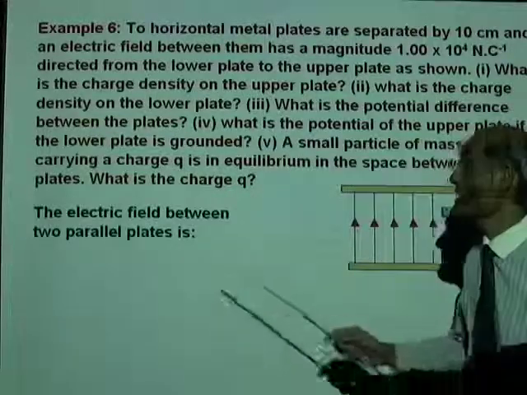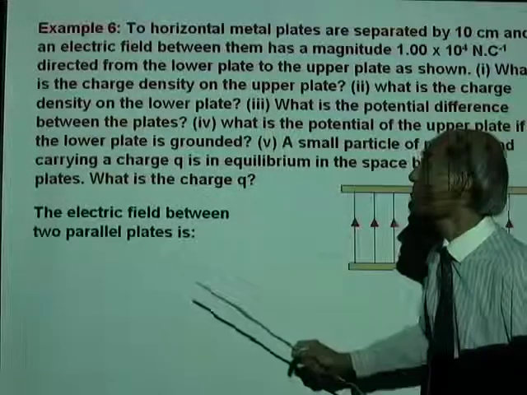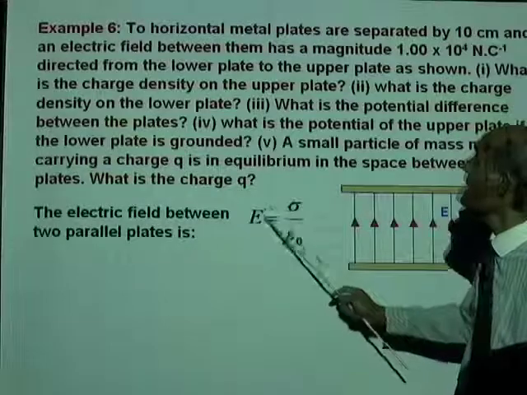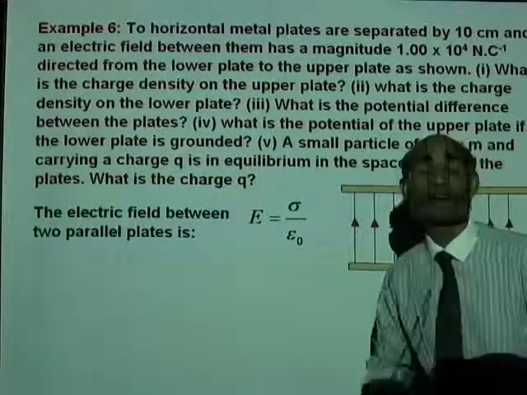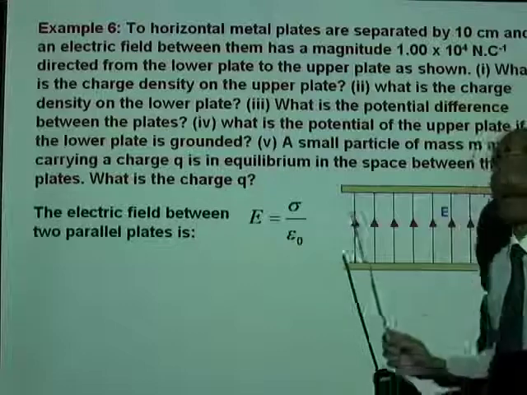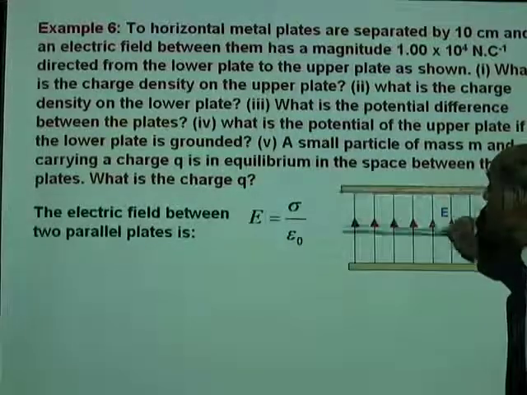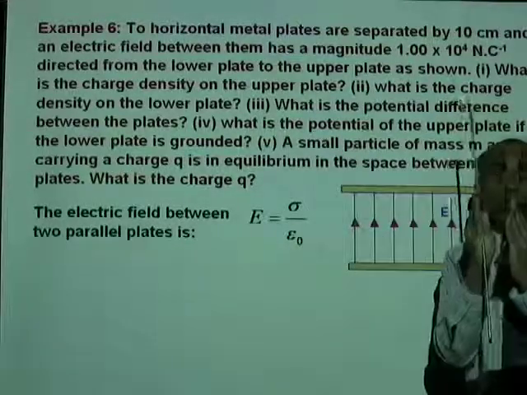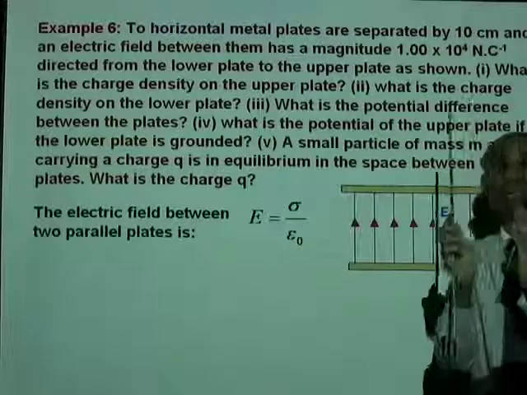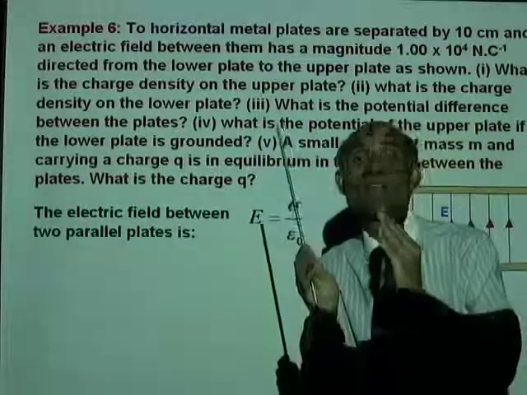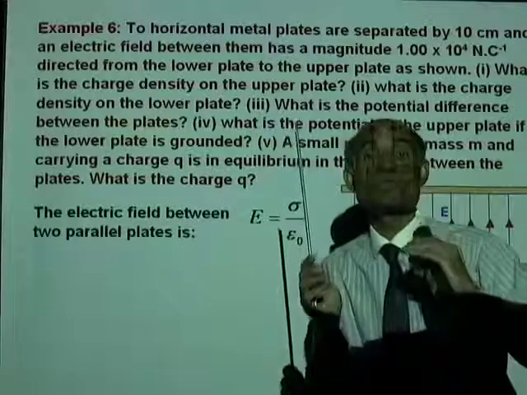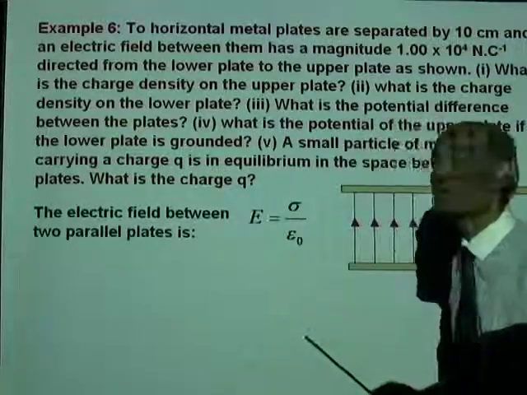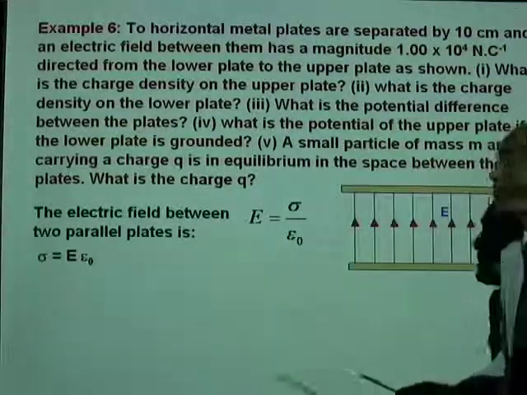Alright, let's look at these. The electric field between the two plates is E equal to sigma over epsilon naught. Do you remember that one? For two parallel metal plates that are charged, each will contribute a field of sigma over 2 epsilon naught. The total field will be sigma over epsilon naught.